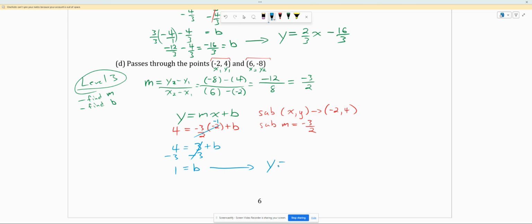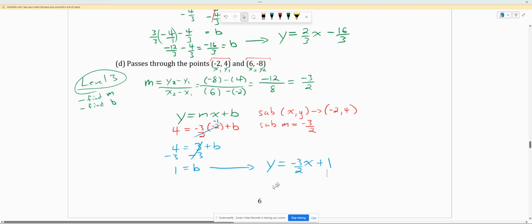is y equals negative 3 over 2 is the slope we had to determine first, multiplied by x, and then we add b, which is what we determined second. We determined what b was, which was plus 1. All right, so that's a level 3.